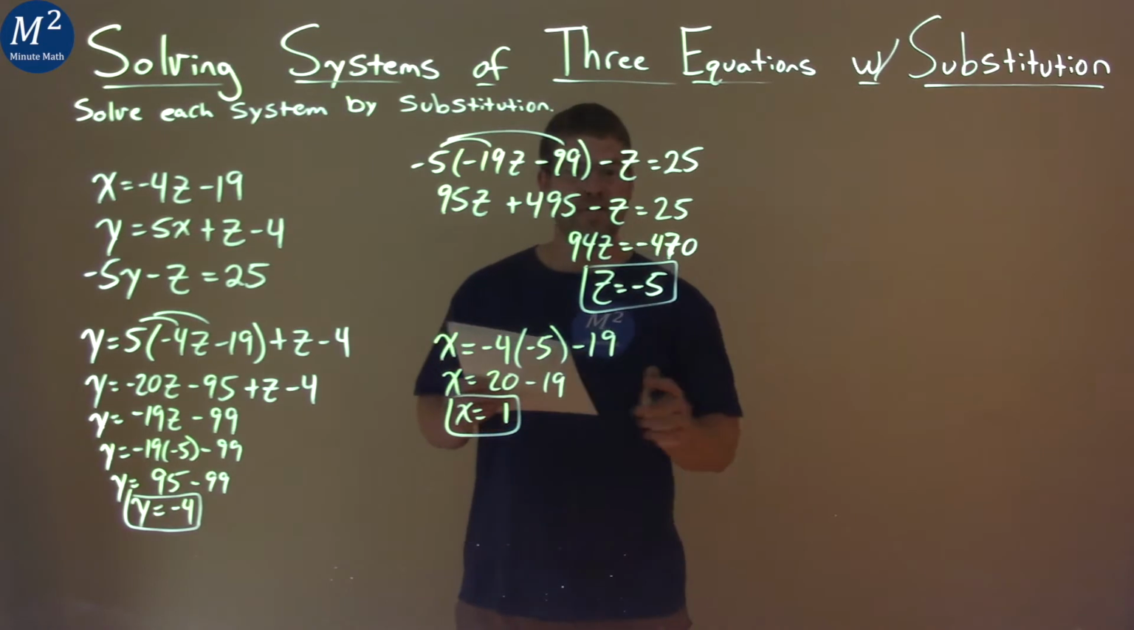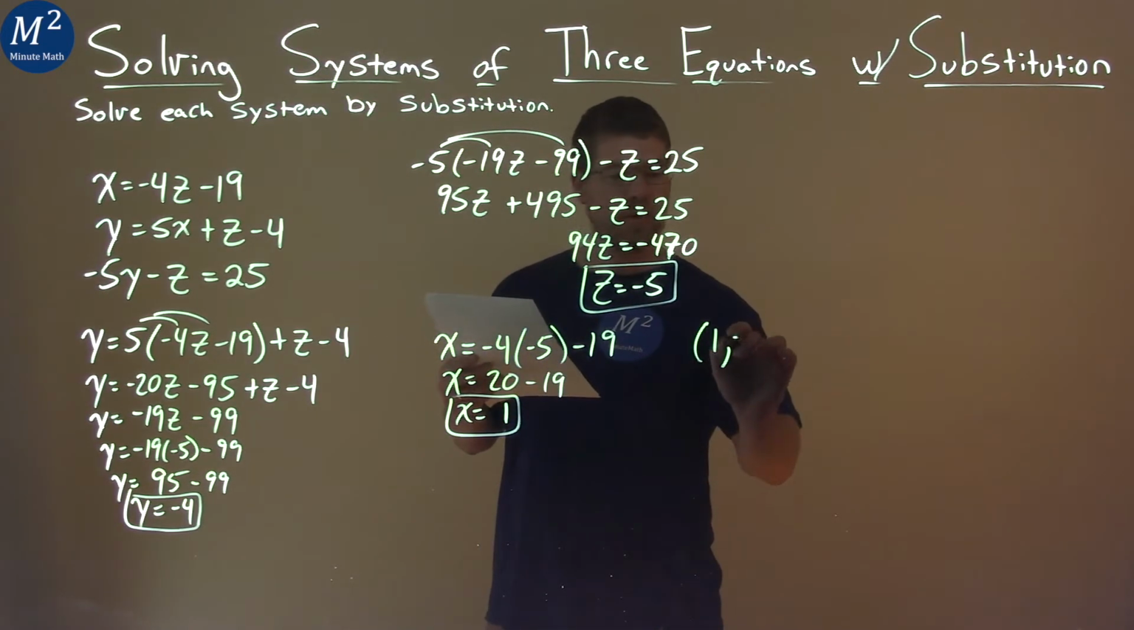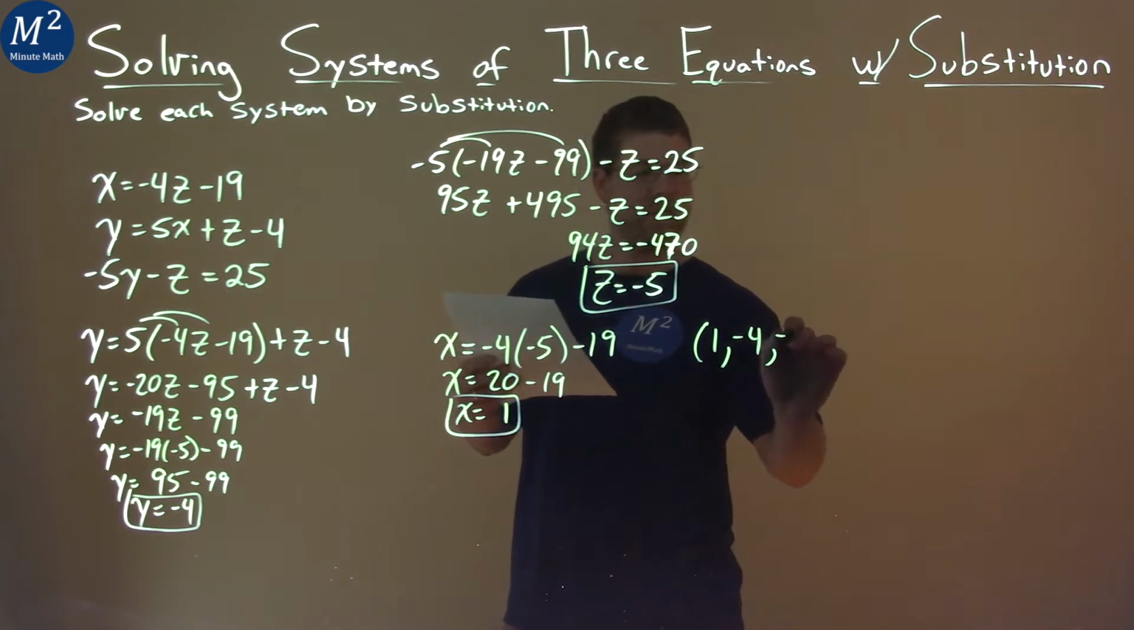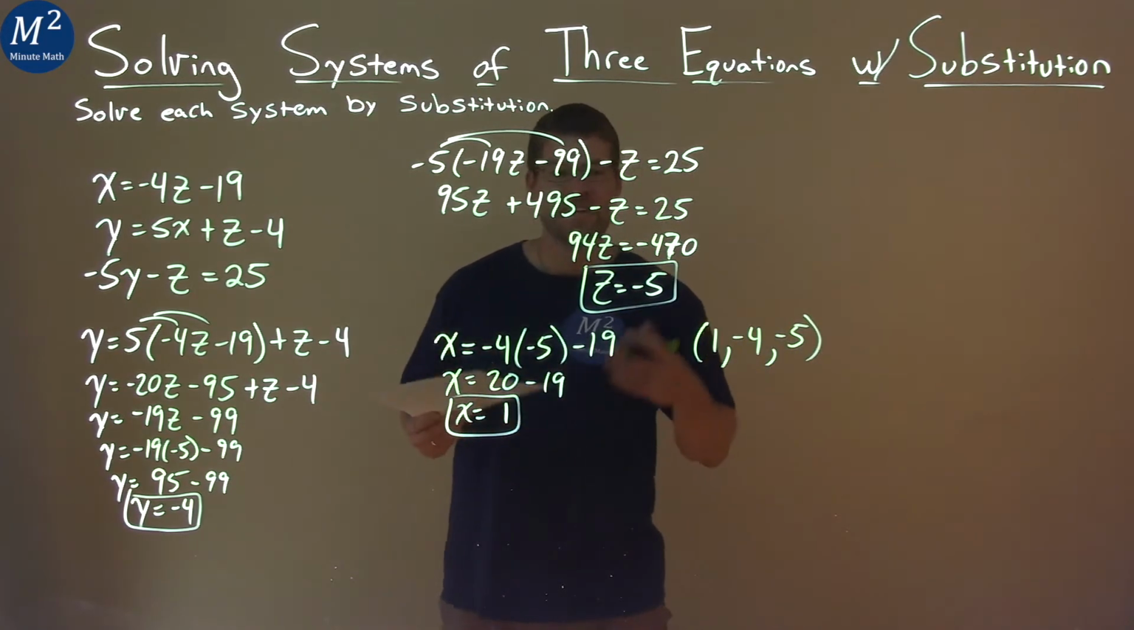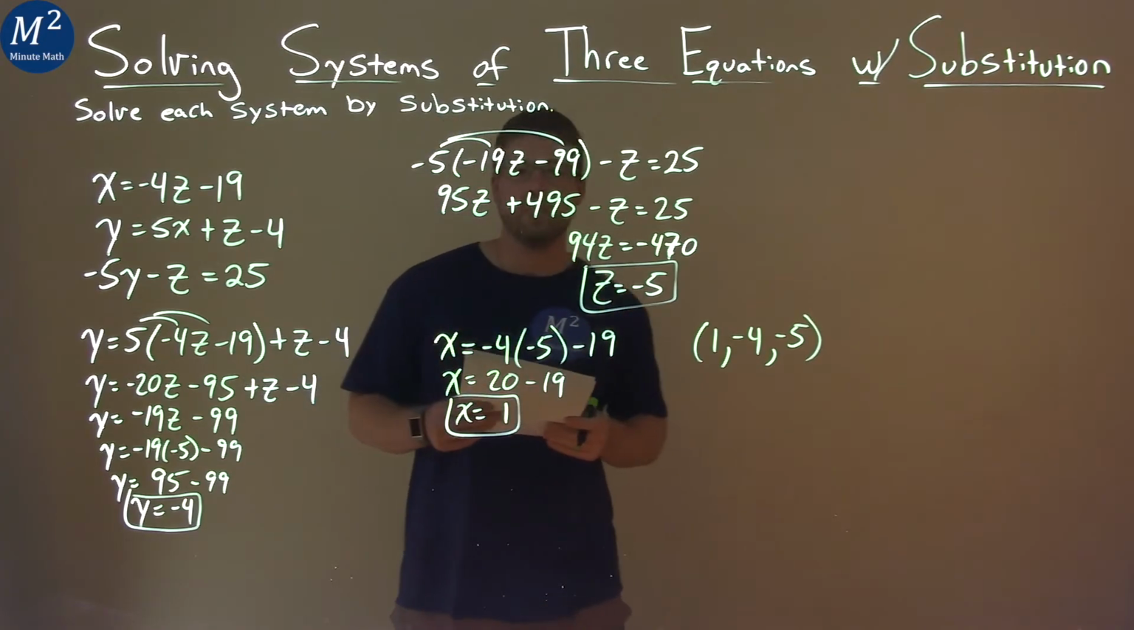And so we have x equals a positive 1 right here. And there's our answers. We can write it as a coordinate point: 1, comma, negative 4, comma, negative 5. And that's it. That's our final answer. X is 1, y is negative 4, and z is negative 5.